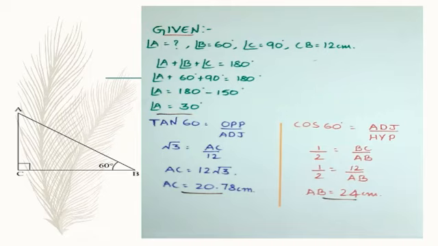Cos 60 is equal to adjacent by hypotenuse. Value of cos 60 is 1 by 2, that is equal to BC divided by AB. So BC is 12, that is base of the triangle, or adjacent side is 12, and AB we don't know, it is hypotenuse side. So if you take cross multiplication, AB is equal to 12 into 2, that is 24 centimeter. So it is clear, all the three sides are calculated and we know all the three angles of the triangle.